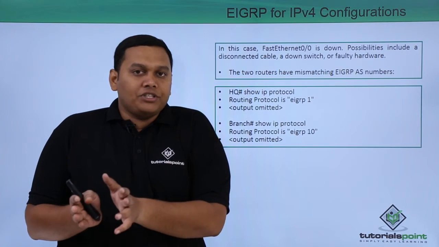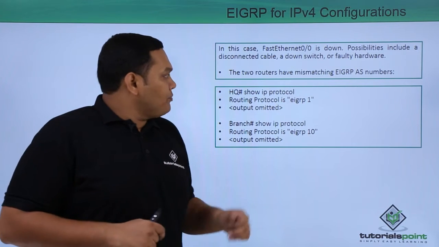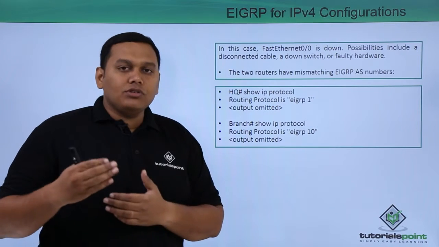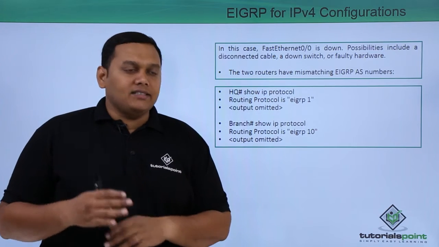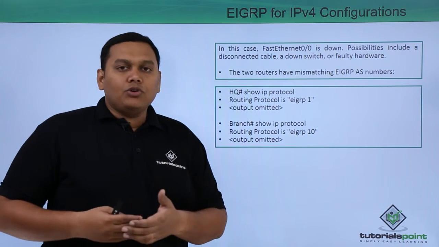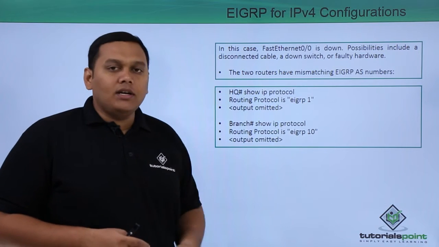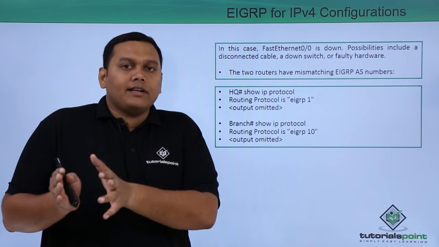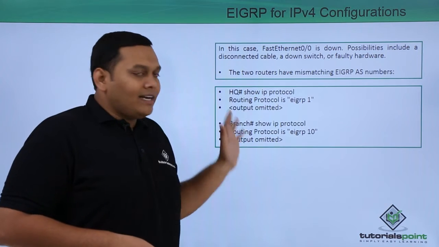The second potential scenario is the mismatching of the EIGRP AS number. On the headquarters router, show ip protocols shows the routing protocol as EIGRP 1. The output is omitted by pressing exit. Now for the branch location, show ip protocols shows routing protocol EIGRP 10. That means here the AS number is 1 and here the AS number is 10. Due to the mismatch, there is a potential EIGRP configuration failure. So, this is the second potential scenario.